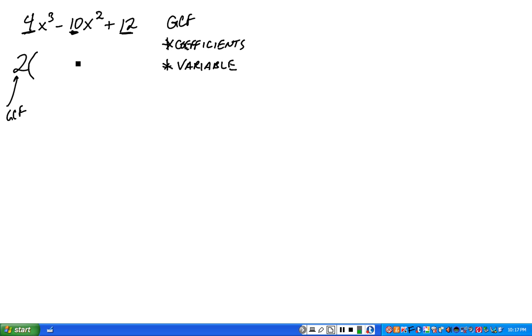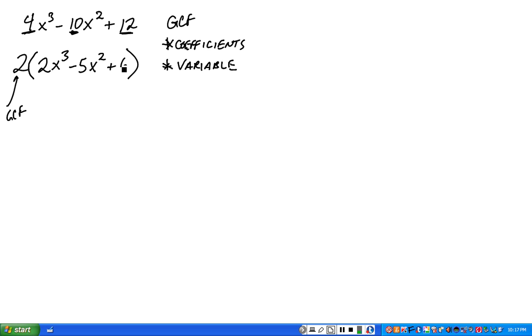So once we've determined what our GCF is, we write our parentheses, and now we're going to write what's left. So basically, if I took this 4 and divided it by 2, I'm left with a 2, and I keep the x to the 3rd. If I took this negative 10 and divided it by 2, I have a negative 5, and I keep the x squared. If I have this positive 12 and divided it by 2, I get 6, and that's it.